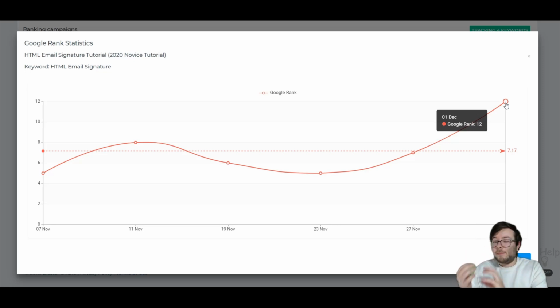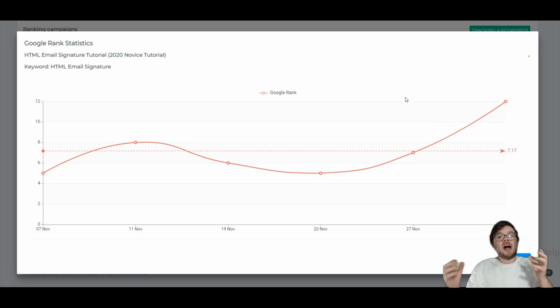And it's something that, now that I know this particular search phrase is dropping on Google, I can jump in and start analyzing what my competition and new people are doing for this search phrase, and then optimize my videos accordingly to start going back up in the rankings.